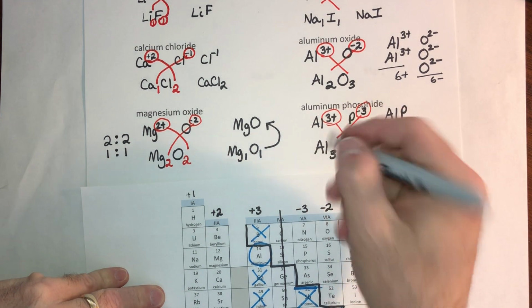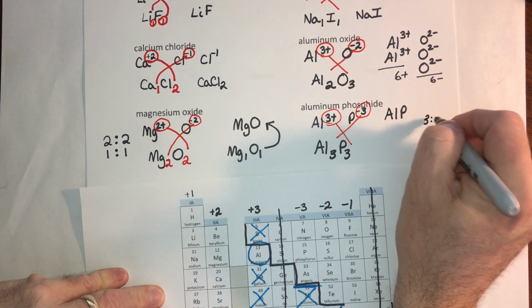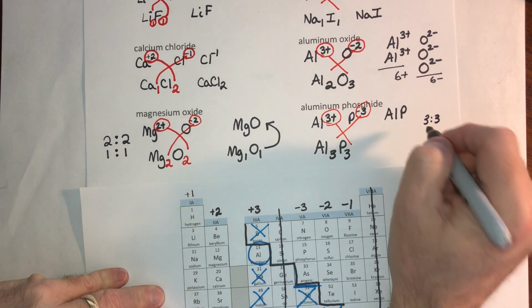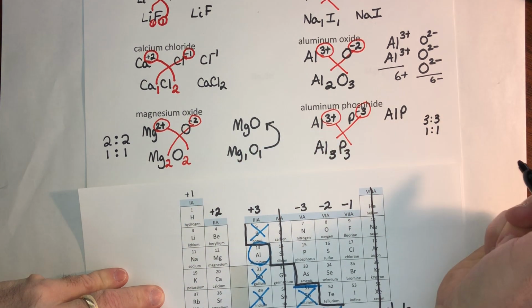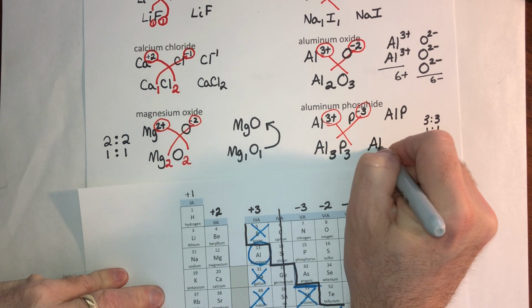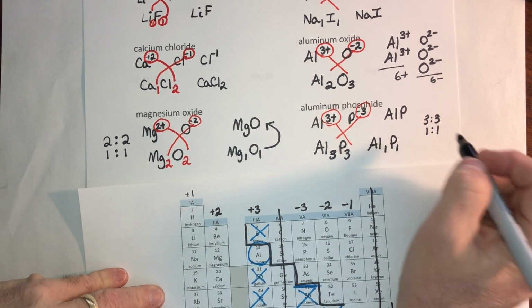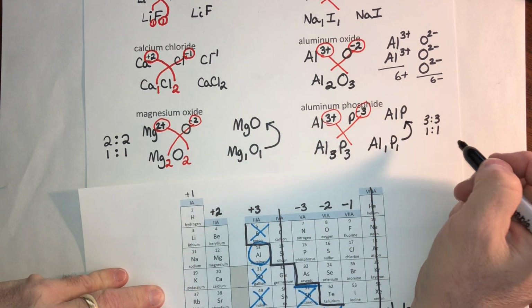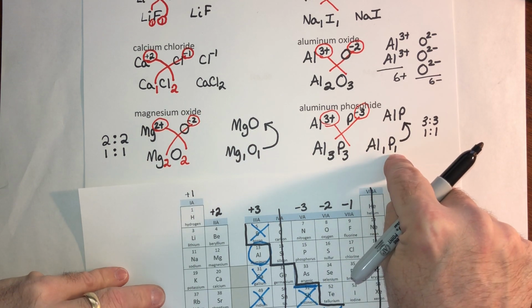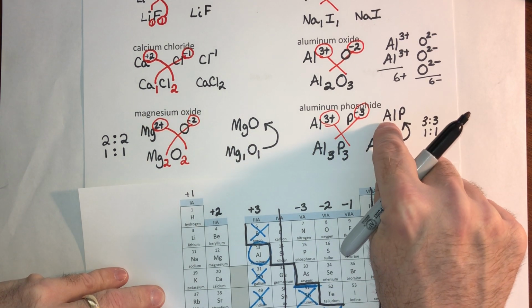And it's a math issue again. If you've got 3 to 3, that's the same as saying 1 to 1. So this would become Al1P1. And again, we don't write ones. So 1 aluminum, 1 phosphide, would become AlP.